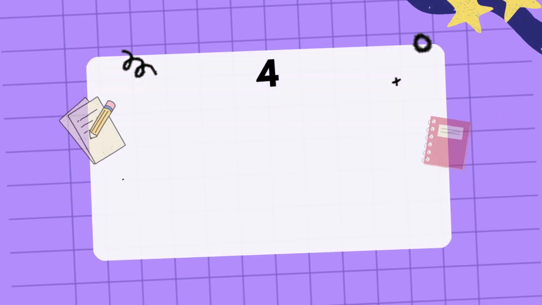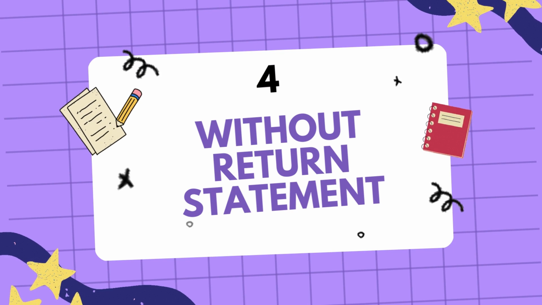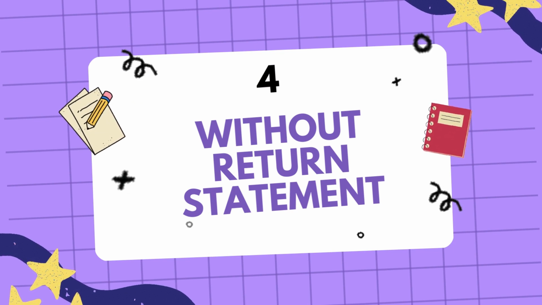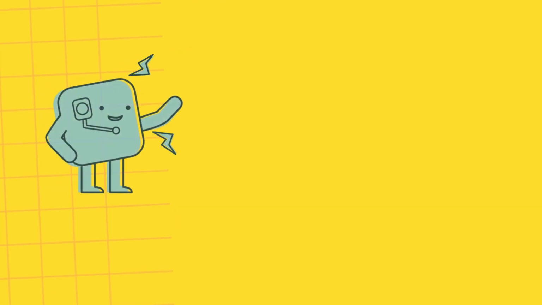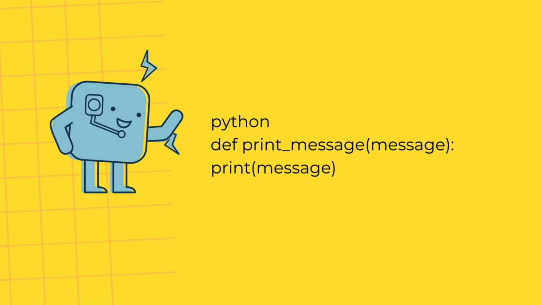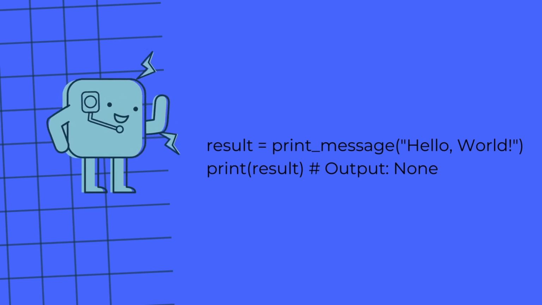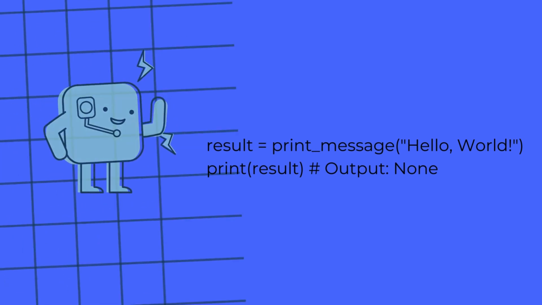If a function doesn't have a return statement, it returns None by default. This is useful for functions that perform an action but don't need to send back a result. Python: def print_message(message): print(message). result = print_message("Hello, world"); print(result) # output: None.